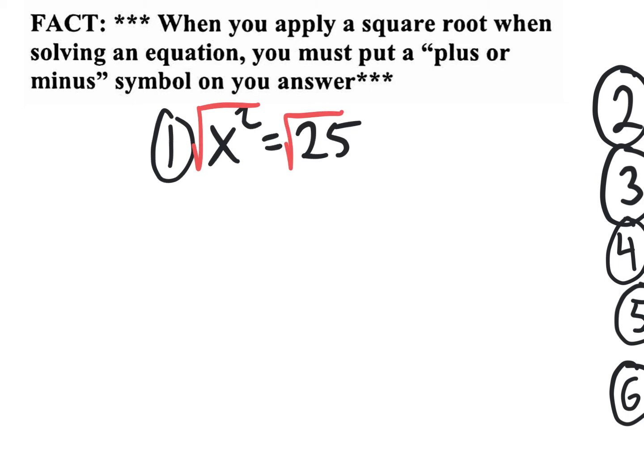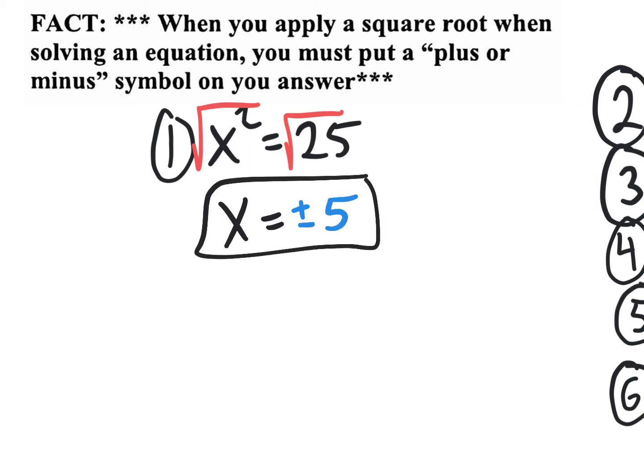And that's where this fact comes into play. It says when you apply a square root when solving an equation, you must put a plus or minus symbol on your answer. So yes, the square root and the square eliminate, so that ends up just being x equals, you have to put a plus or minus symbol in front of your answer. The square root of 25 is 5. And that's it. That's your answer.